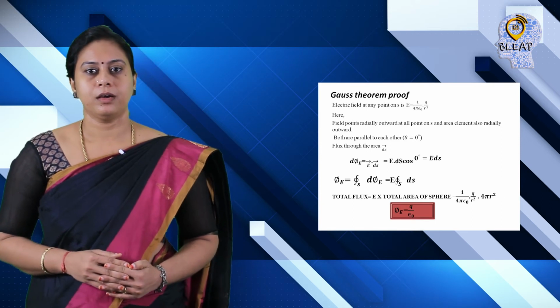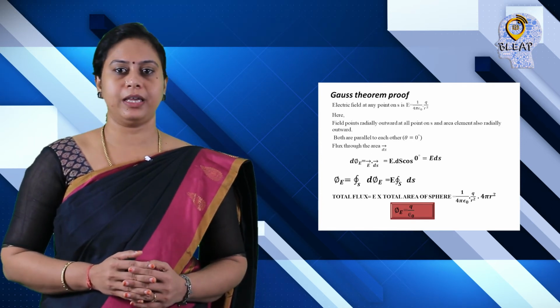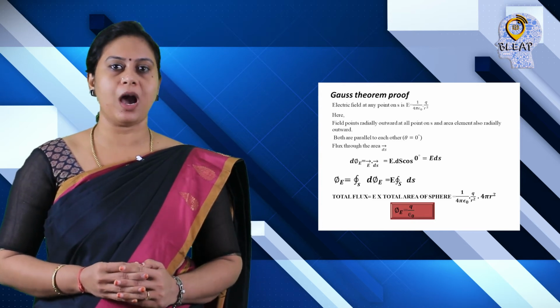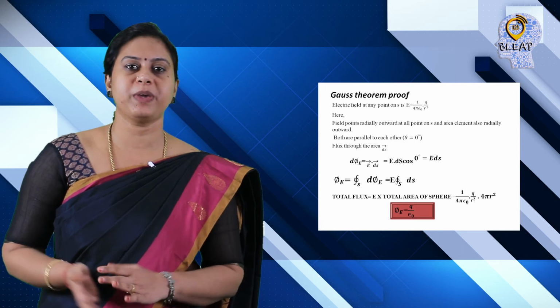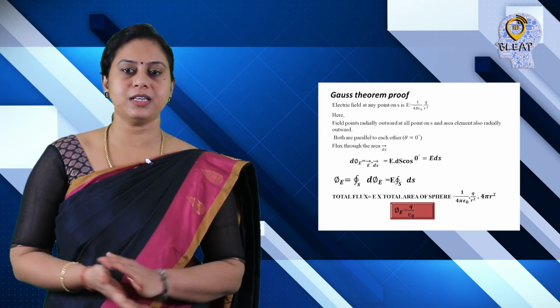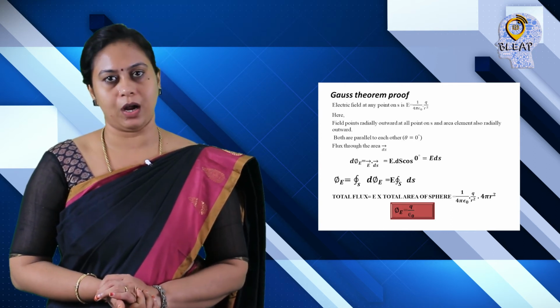Then for the total flux we need E into the area of the sphere, which is 1 by 4 pi epsilon naught, Q by R square, into the area of the sphere, which is what? Yes, 4 pi R square. By simplifying this, we will get phi E, which is equal to Q by epsilon naught.